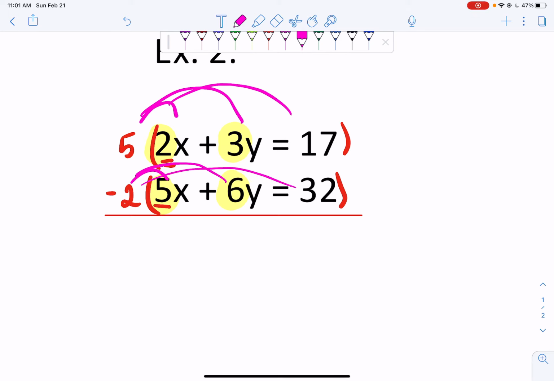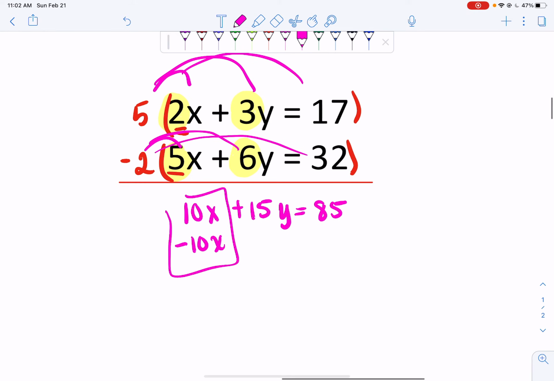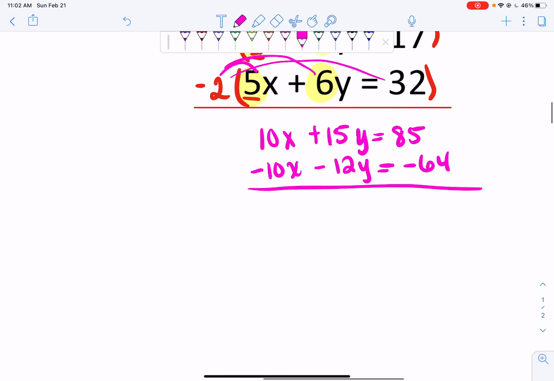So 5 times 2 is 10, so I have 10x plus 15y equals 5 times 17 is 85. Negative 2 times 5 is negative 10x. I already know this is going to work because those will eliminate. Negative 2 times 6 is a minus 12y. And negative 2 times 32 is negative 64. I now see that I'm going to have some eliminations.